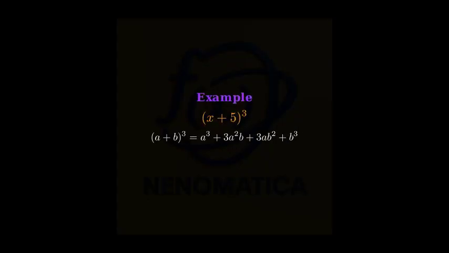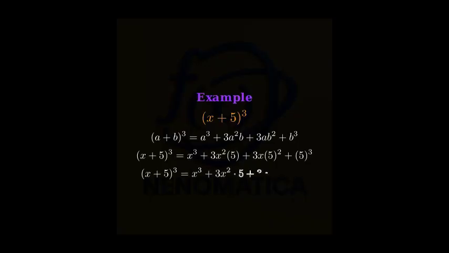Let's start with our first example. We need to expand x plus 5 cubed. To do this, we'll use the formula we just learned, replacing a with x and b with 5. First, let's substitute a equals x and b equals 5 into our formula. So we get x plus 5 cubed equals x cubed plus 3 times x squared times 5 plus 3 times x times 5 squared plus 5 cubed.